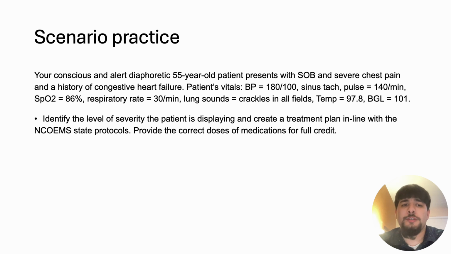Your conscious and alert, diaphoretic 55-year-old patient presents with shortness of breath and severe chest pain and a history of congestive heart failure. Patient's vitals are blood pressure 180 over 100, sinus tach, pulse 140 beats per minute, SpO2 of 86%, respiratory rate 30 times a minute, lung sounds are crackles in all fields, temperature 97.8 and a blood sugar of 101.